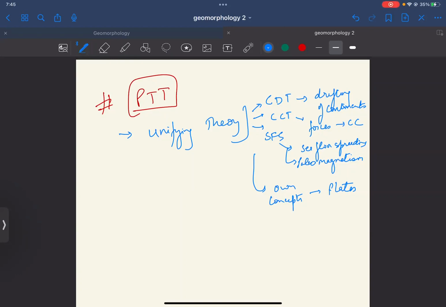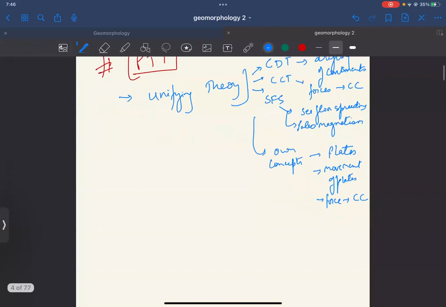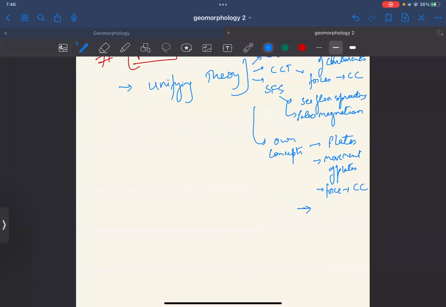First of all, keep this in mind. Now it gave the concept of plates. It said there is a movement of plates. For the force, it uses the concept of convection current, which is responsible for the movement of the plates. And then it says various features like volcanoes, volcanic activity, earthquakes, mountain formation, trenches, all these are formed due to interaction of plates. This is what the theory is all about.